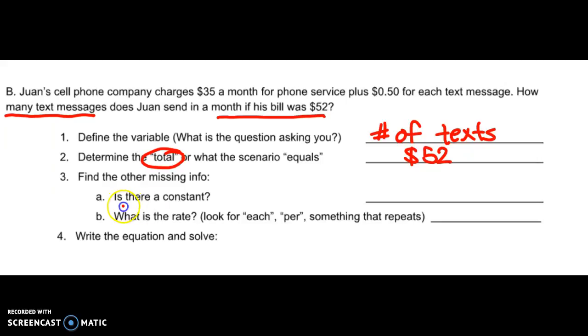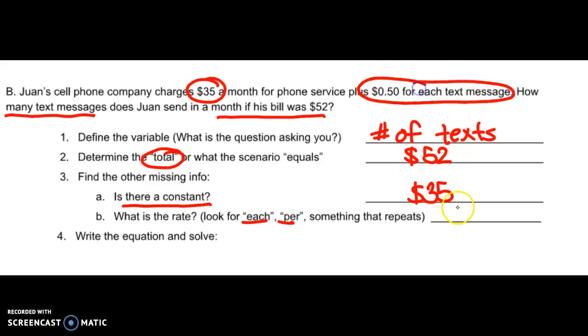In this equation, is there a constant? Is there something that happens just one time? It tells us at the beginning that Juan's cell phone company charges $35 a month. So that's just a one-time fee. But then the rate, with our each or per word, is this 50 cents for each text message. So that's going to be our rate that happens over and over.